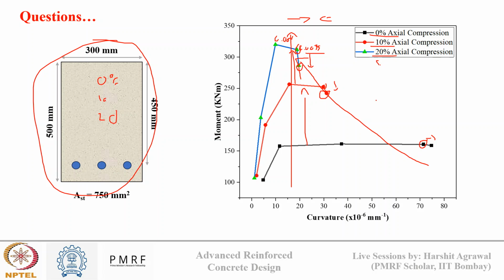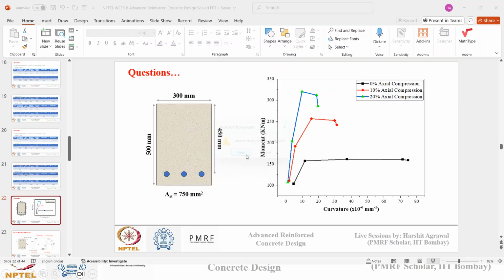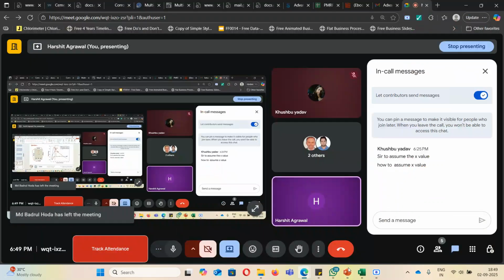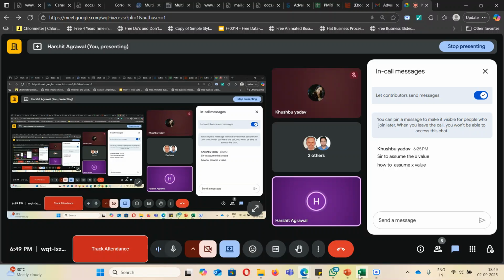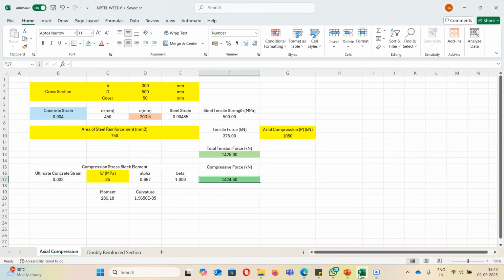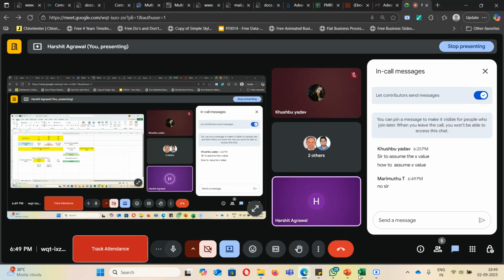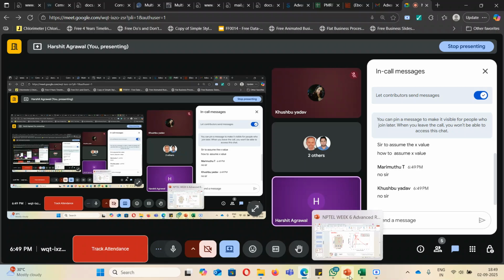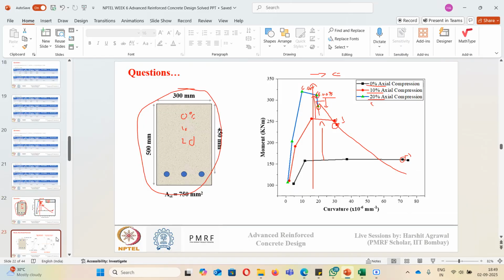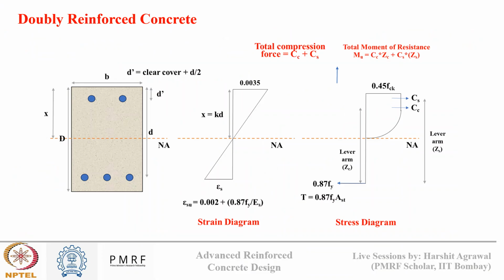Okay, so is everyone clear with this question and this analysis of axial compression? Any doubt in this? Any doubt with this Excel sheet, how we were using it for calculation? Okay, so this was about axial compression.